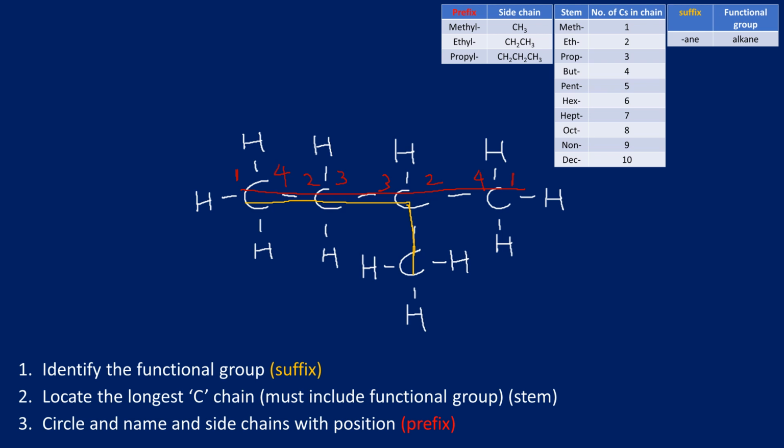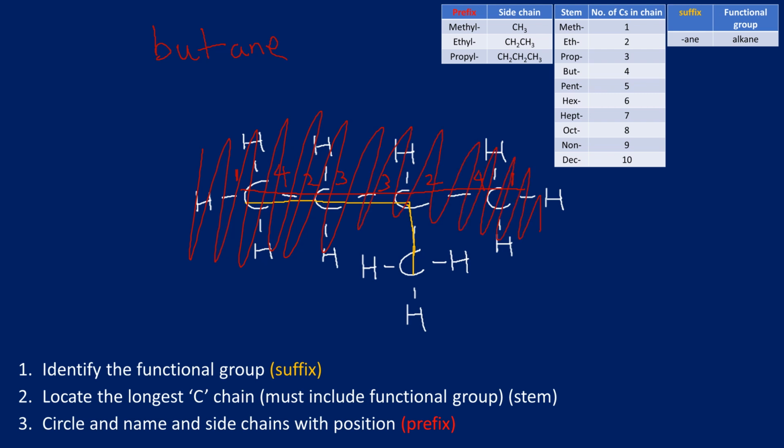So we're going to start with the stem but, and I'm going to use the suffix ane because it's an alkane. So I've now identified this part of my molecule. Does it have a side chain? Yes, it does. The side chain is here. What is the side chain? The side chain is a CH3 group, which is a methyl. So it's going to be methyl butane.